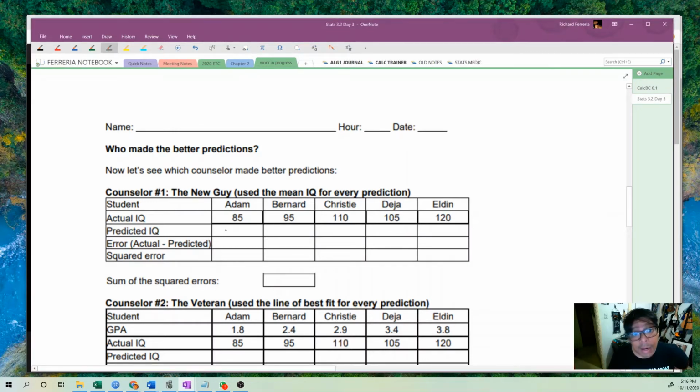So for Adam, his actual IQ is 85. Actual minus predicted is 85 minus 103. That is negative 18. And when you square that, you get 324. For Bernard, again, the predicted IQ is 103. This time, Bernard is pretty close.